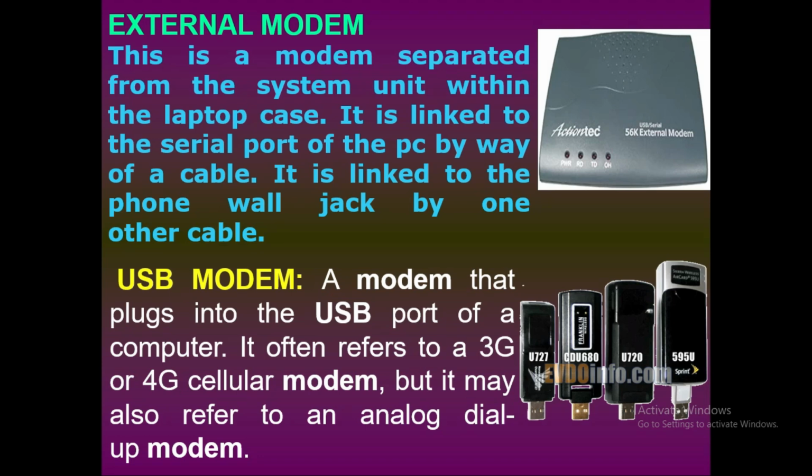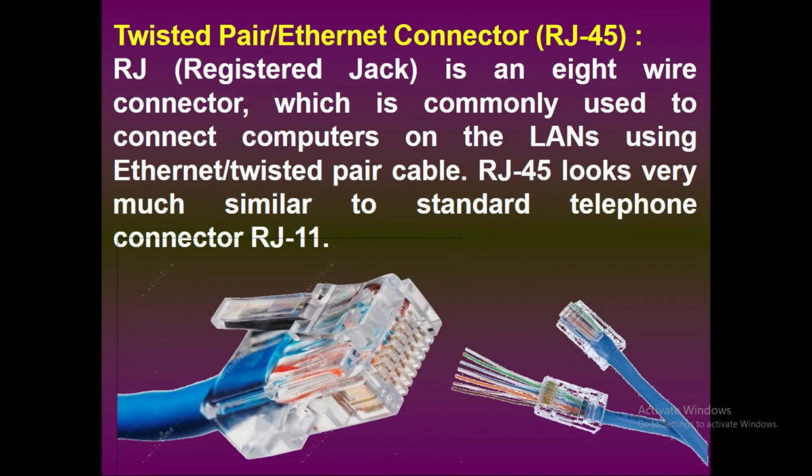Next is the twisted pair or Ethernet connector, which is also known as RJ45, registered jack 45. It is an 8-wire connector which is commonly used to connect computers on LANs using Ethernet or twisted pair cable. It is used generally with twisted pair cable, and it looks very similar to the standard telephone connector you must have seen when a telephone is connected through a pair of wires, for 3 pairs of wires. It looks like that, but it is RJ45, and in phones we use the jack RJ11.